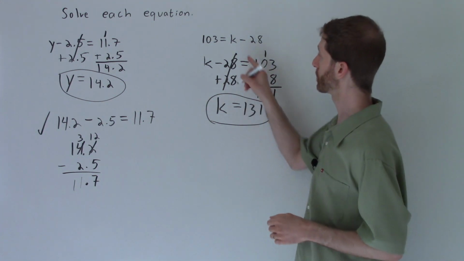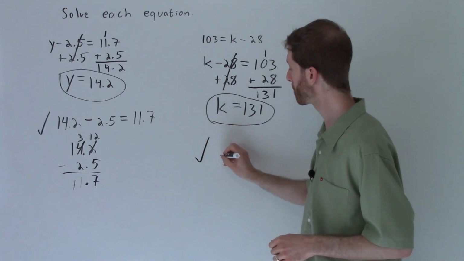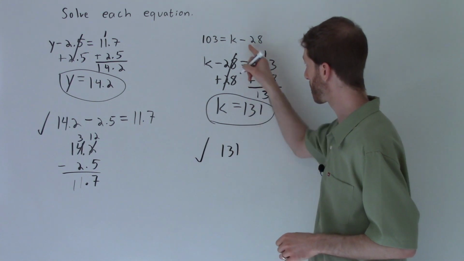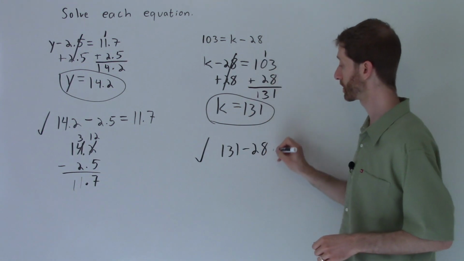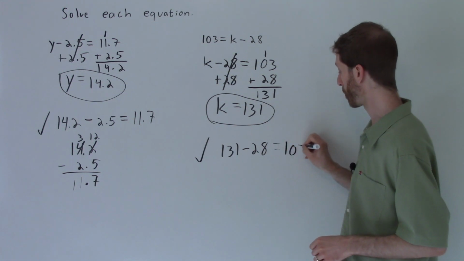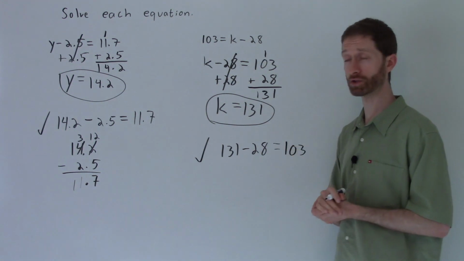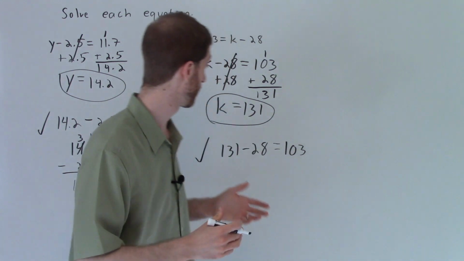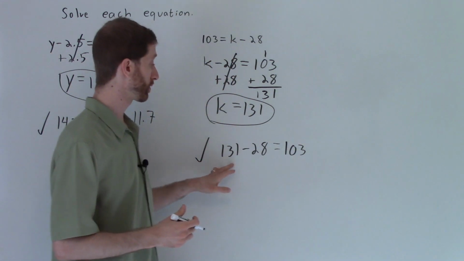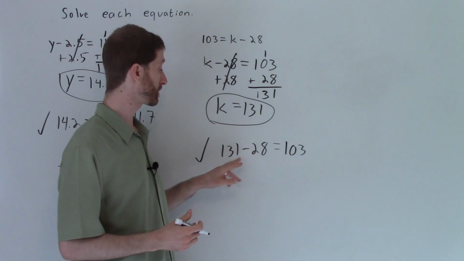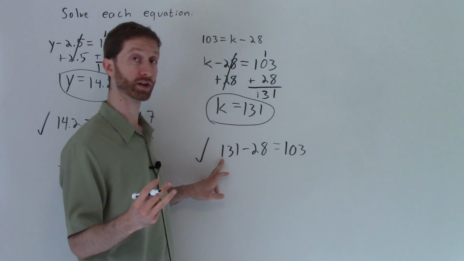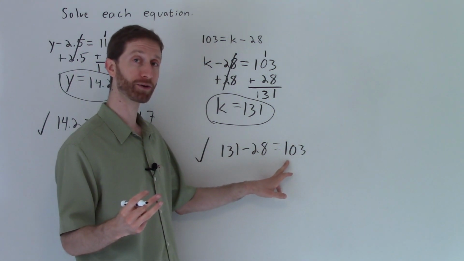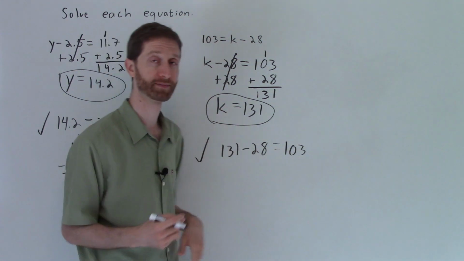Again, you can check your answers. To check your answer, you plug 131 into k. So that would be 131 minus 28. And the question is, does it equal 103? I'm going to do this with mental math. If we take a look at this number right here, you've got 131 minus 28. Well, 28 subtracted from 31 is 3, and then we still have a full 100, so yeah, it's going to equal 103, and we have ourselves a correct answer.